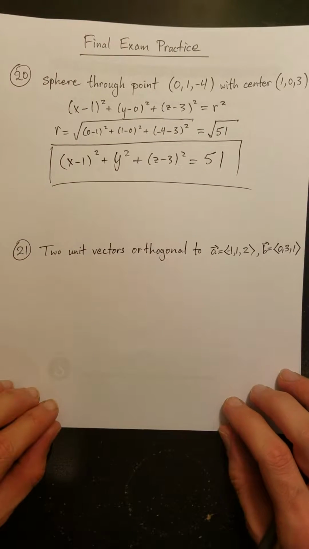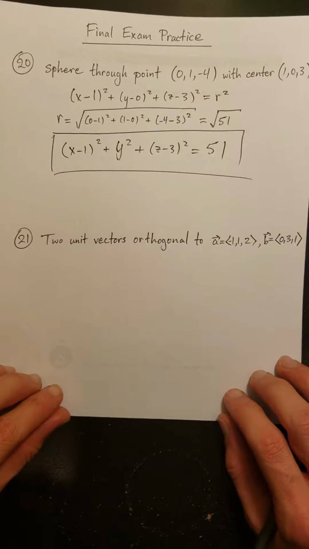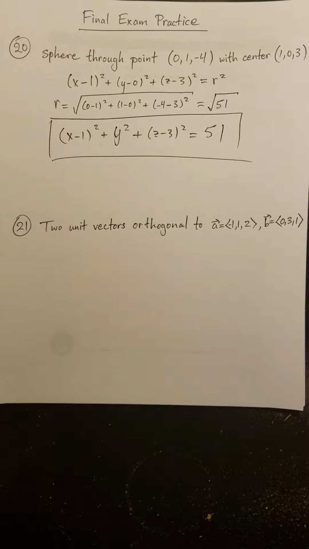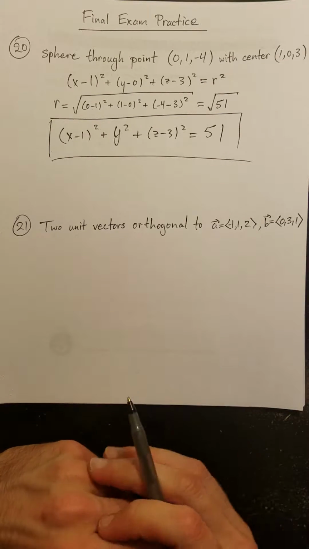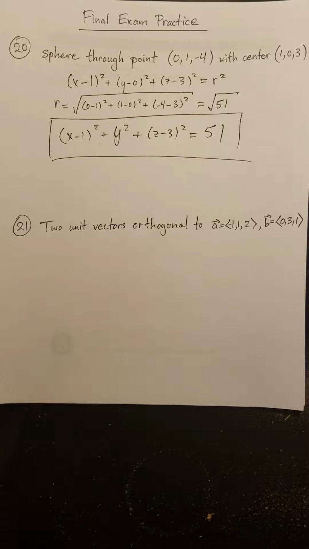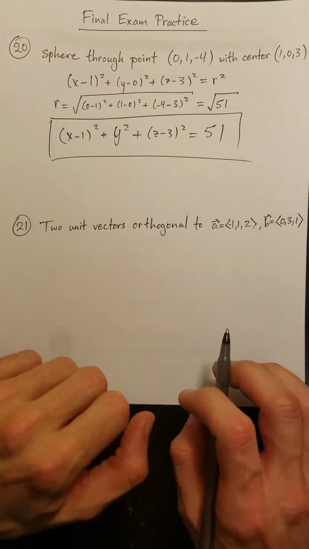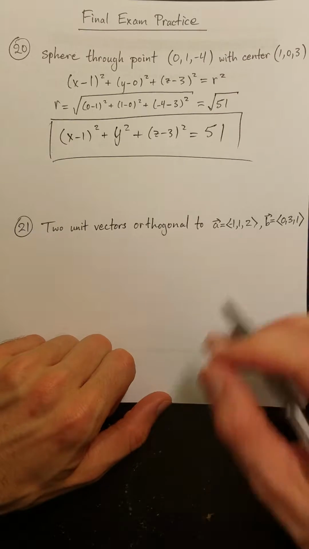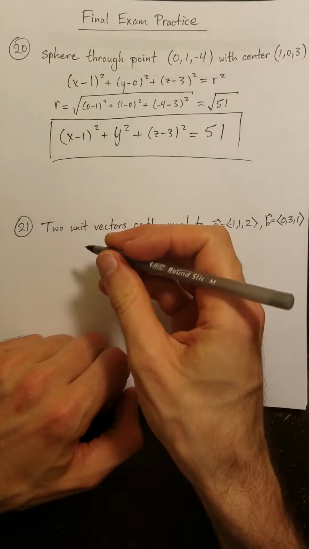All right, now let's move on to question 21 for the final exam practice. So we have two vectors, a and b, and we'd like to find two unit vectors that are orthogonal to a and b. So our go-to vector that's orthogonal to two given vectors is the cross product.